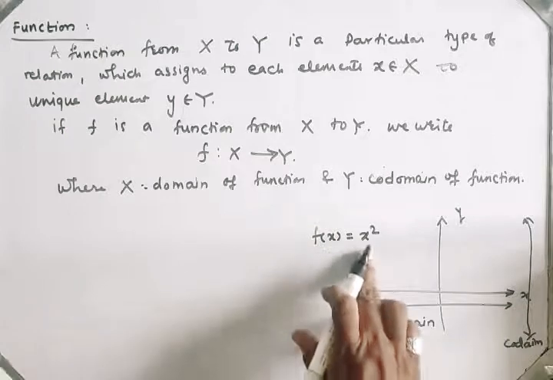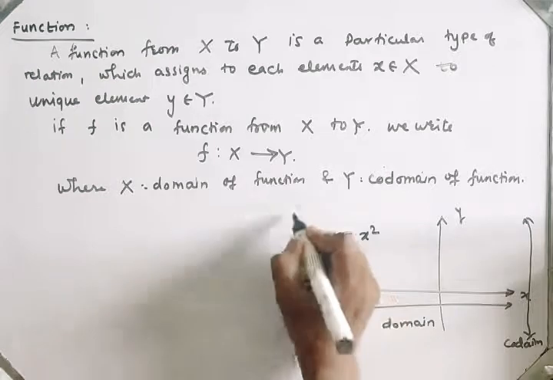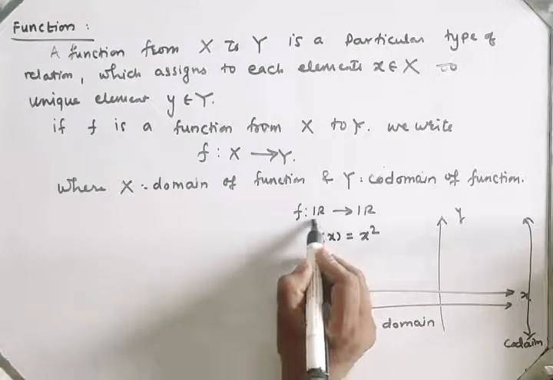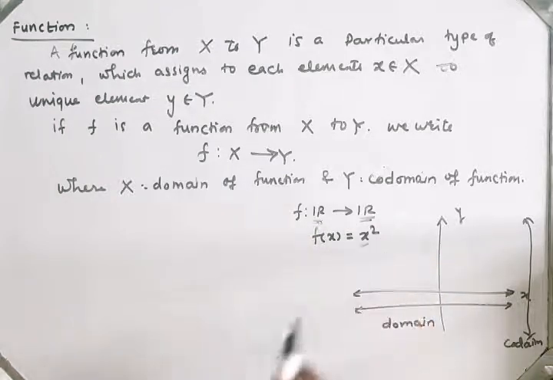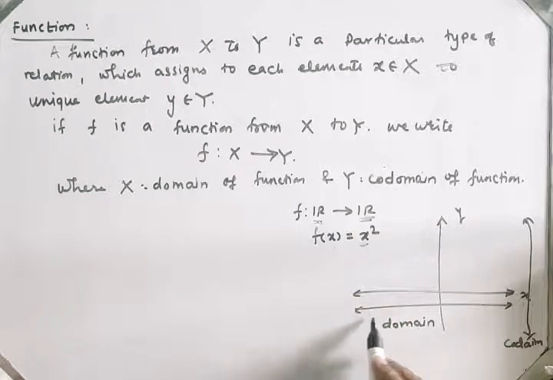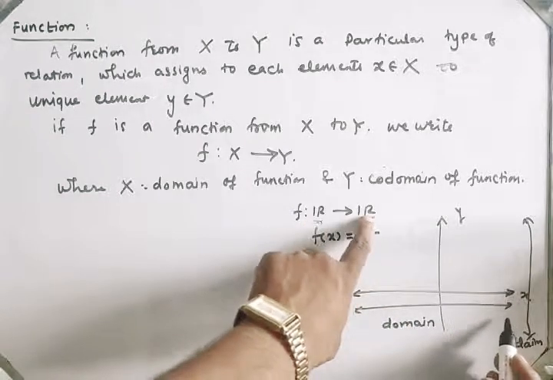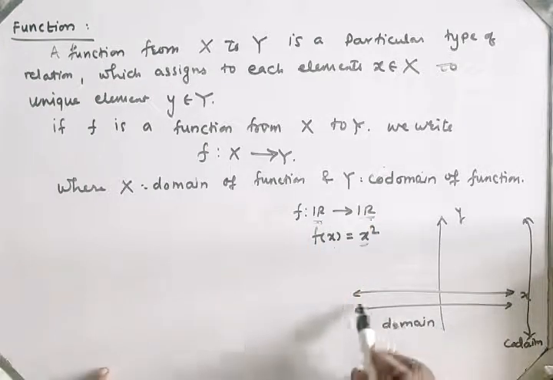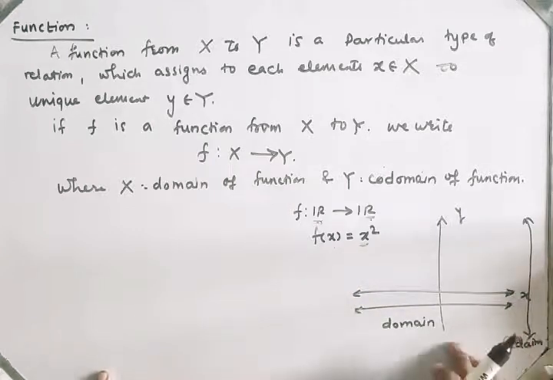So f of x is equal to x square is the function. Suppose f from the real numbers R to R. So this R is the domain of that function and this R is the codomain of that function. This R means the real line on the x axis, and this R means the real line on the y axis. So this is the domain and this is the codomain of the function.